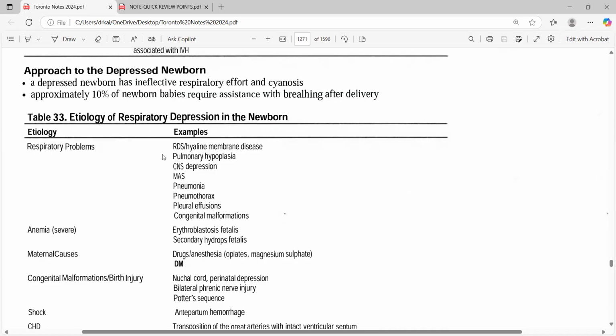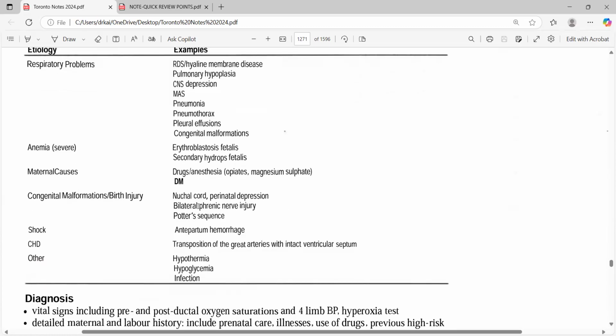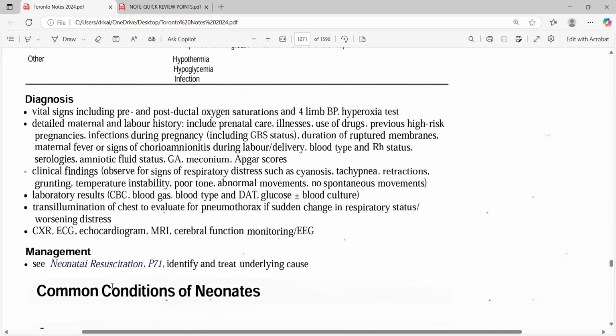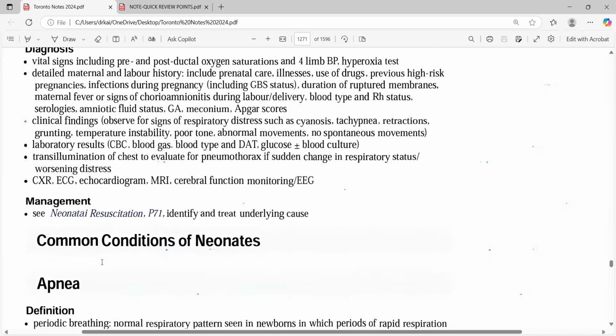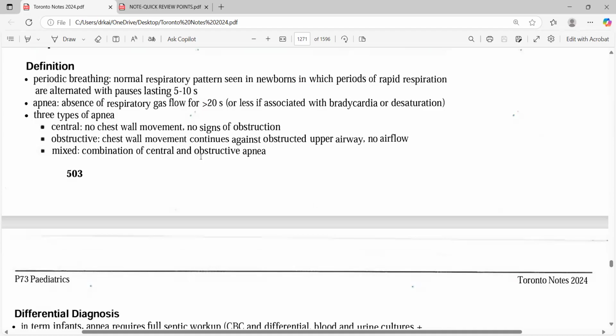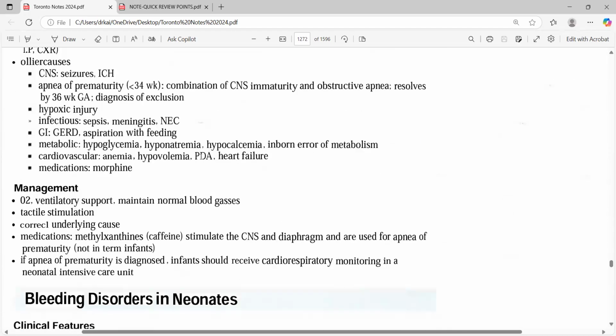Then what are the different causes of respiratory depression? It could be RDS, pneumonia, pneumothorax, just for your knowledge. How do you assess the vital signs? Checking for pre and post ductal oxygen, then maternal and labor history, then clinical diagnosis, then laboratory checking for CBC and everything, then transillumination test for the chest to make sure that there is no pneumothorax, then chest X-ray, ECG. Then the management, we already discussed how you do the resuscitation. Even in apnea, we do the same, chest X-ray checking for all that.